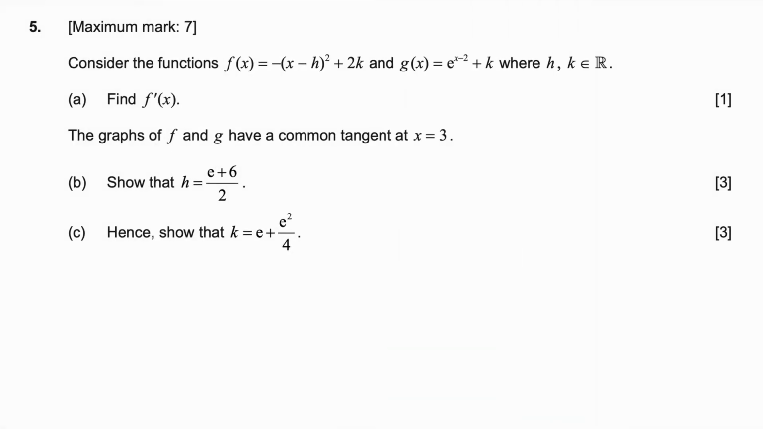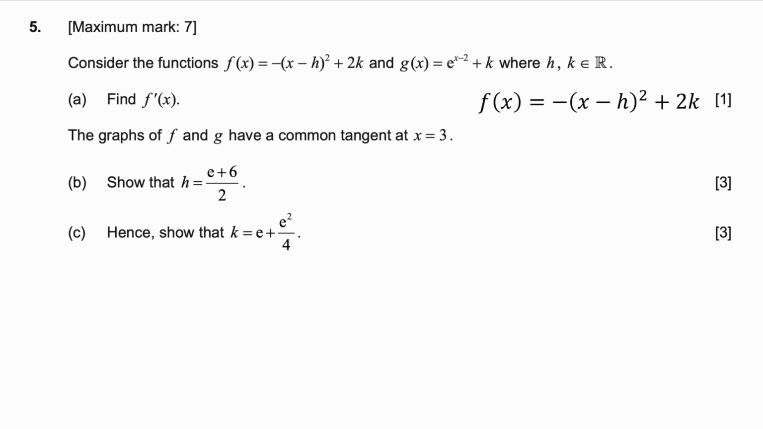Okay, question 5. Consider the functions f of x equals minus (x minus h) squared plus 2k, and g of x is e to the x minus 2 plus k, where h and k belong to the real numbers. Find the derivative of f. Okay, so we've got f here, and we're going to differentiate it.